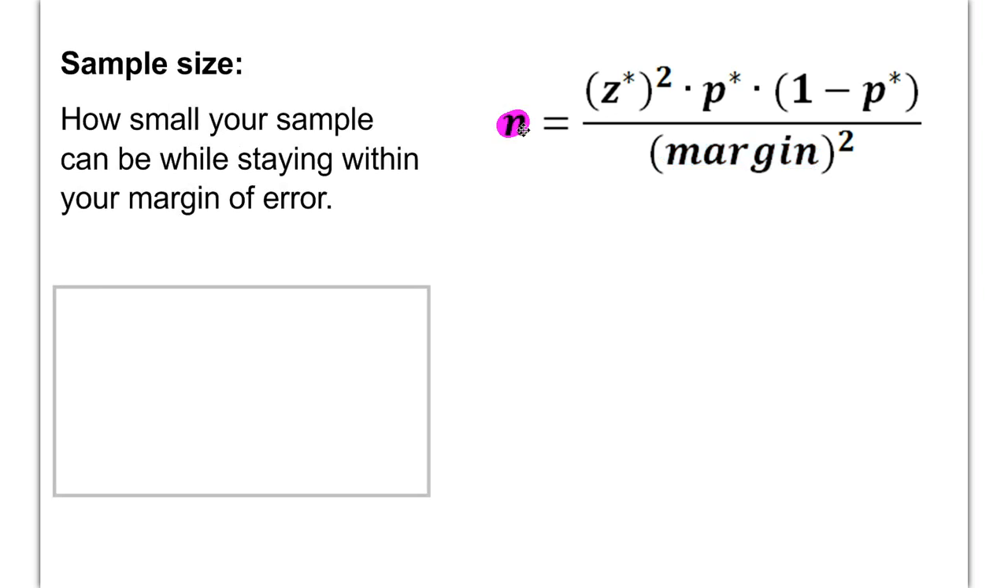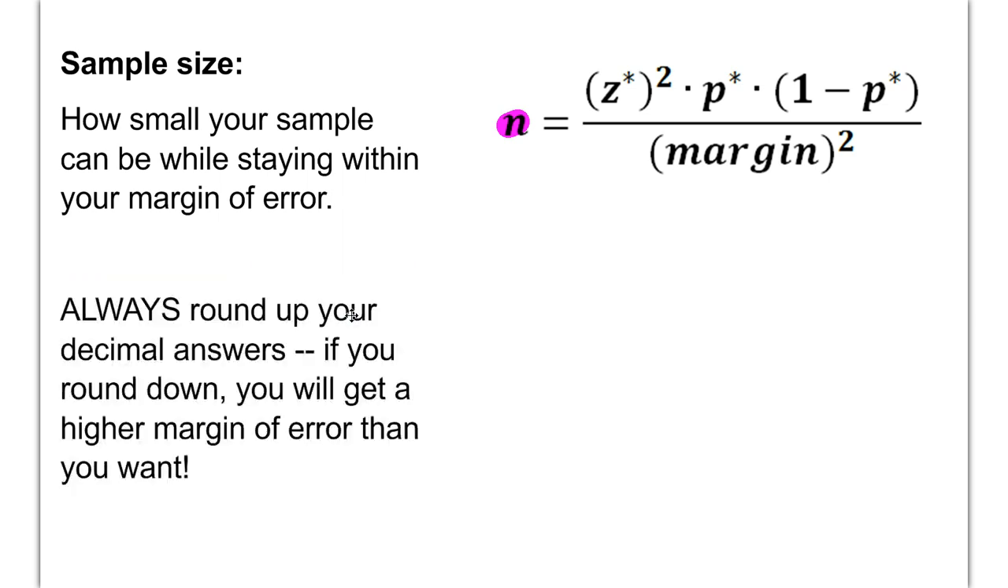And then finally, the result of all of this is your sample size. It's the smallest your sample can be while staying within your margin of error. One thing to consider about that is that you need to always round up. Even if you were to get like 112.2, you would round it up to 113.